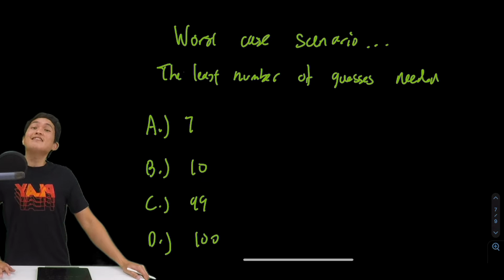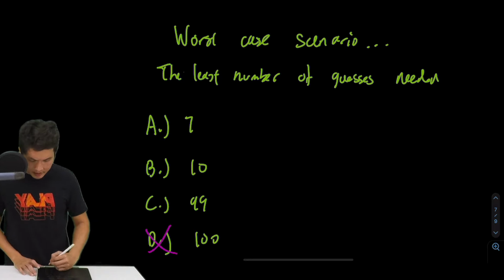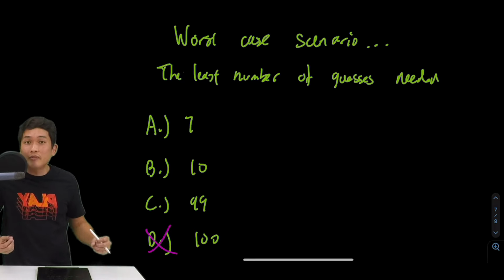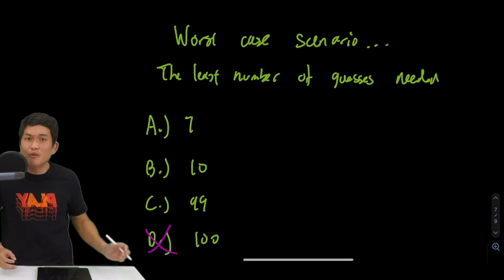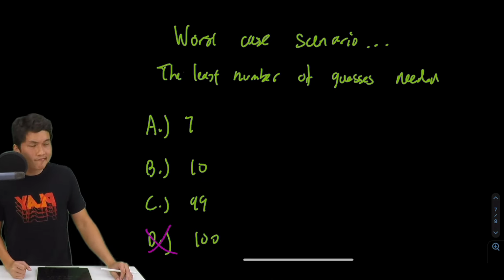And I'm going to go through the answer now. So there's one answer we can definitely cross out, and that's 100. Because if I'm unlucky enough to make 99 wrong guesses, then I would have eliminated 99 out of 100 numbers. Then there's only one number left. I don't even need to make the 100th guess to know what number you're thinking about. So does it mean the answer is 99? Probably not, because this game has rules.